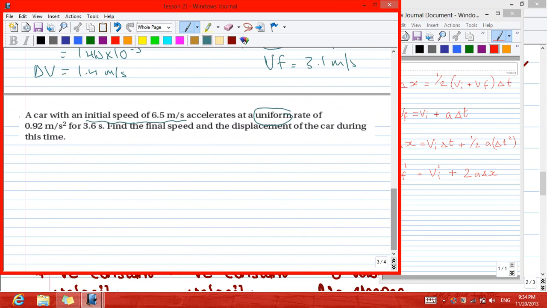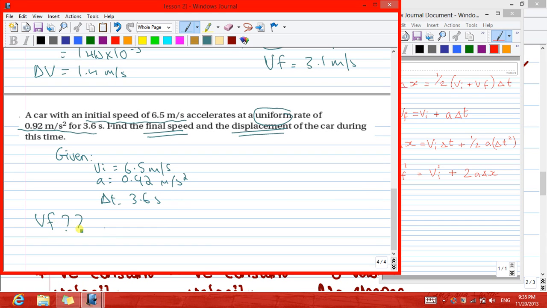Okay. So what's given first? To make it easier, as always, we start with what's given. We have Vi equals 6.5 meters per second. We have A, which equals 0.92 meters per second squared. And we have the delta T, which equals 3.6 seconds. They're asking for the final speed, and then for the displacement. So here they want two things from us. First we need to find the Vf, and then we need to find the delta x.